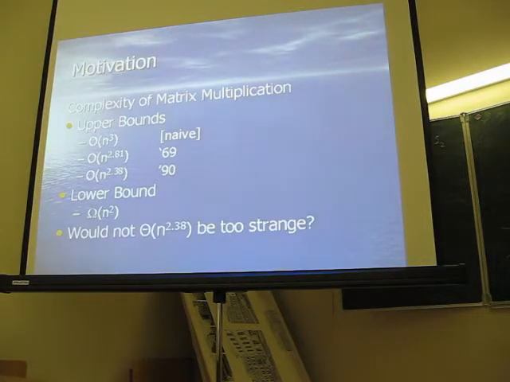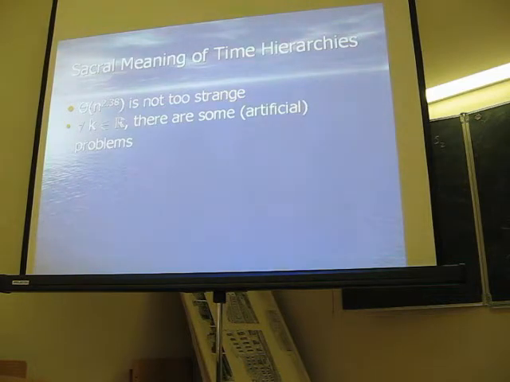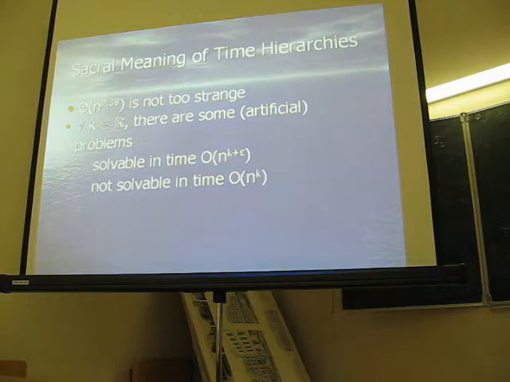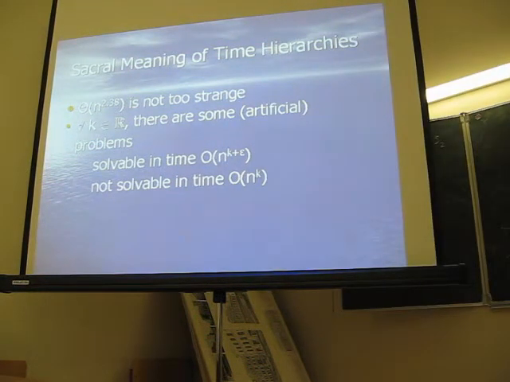Okay, so is that time bound too strange? And what time hierarchies tell us is that such time bounds are not too strange, because for any real k, there are some artificial problems that can be solved in time n to the k plus epsilon, but cannot be solved in time n to the k. This is why such time bounds do not look too strange.